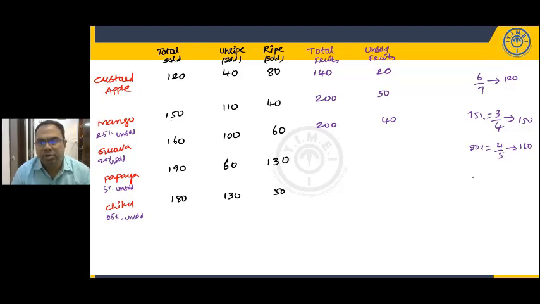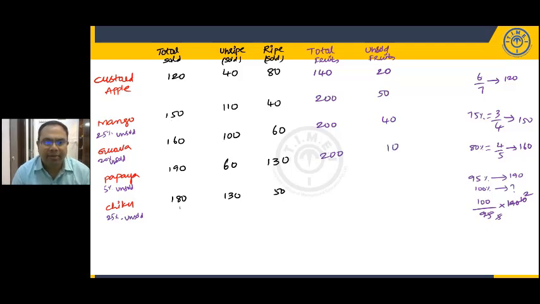5% unsold. So sold should be 95%. 95%, 190. 100%, how much? I will not get a fraction here. No? So 100 by 95 into 190. 19 tens, 19 fives, 5 goes 2 times. So 200 total foods. So 190 sold, unsold 10.